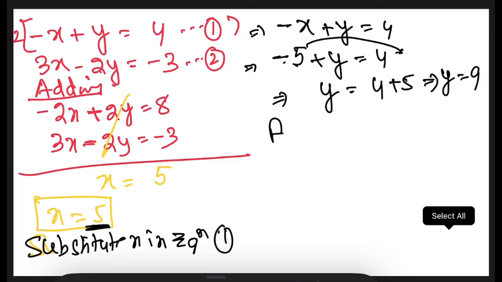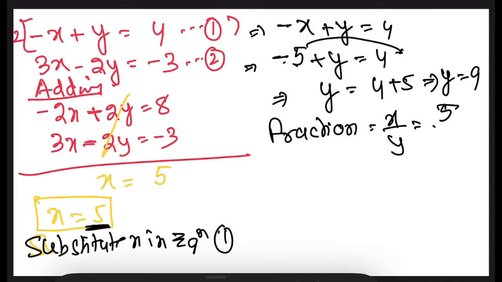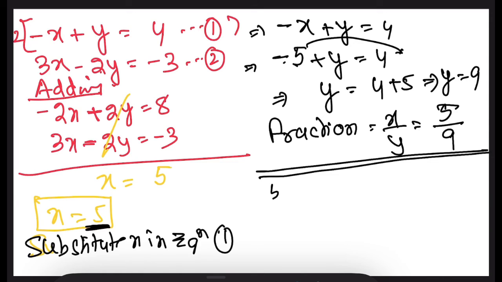So what is our fraction? Fraction equals x upon y, but our x value is 5 and y value is 9. This is the answer, right? Now let's verify. The sum of the numerator and denominator. What is our numerator? 5. The sum of numerator and denominator is 4 more than twice the numerator.